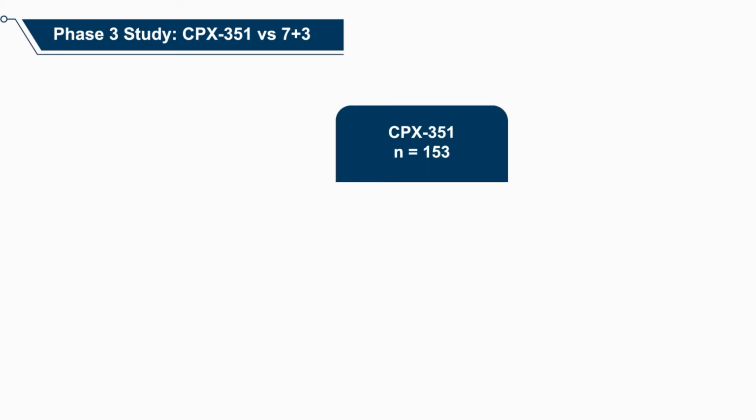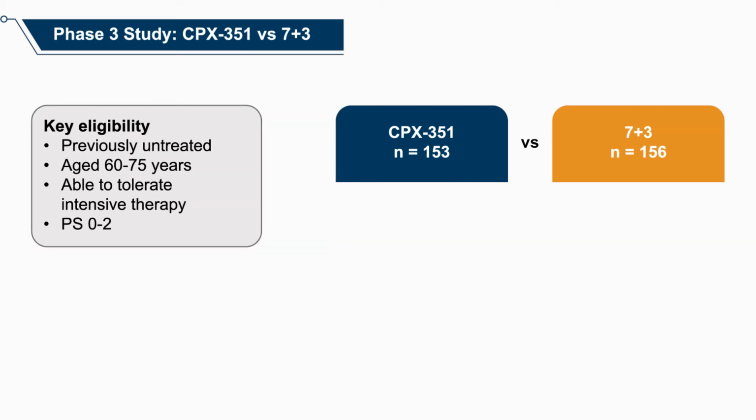In a major randomized phase 3 clinical trial, CPX-351 was tested against the conventional 7+3 chemotherapy regimen in older patients with high-risk or secondary AML. The key eligibility criteria for this trial included previously untreated disease. They included patients aged between 60 to 75 years that were able to tolerate intensive therapy and had a performance status of 0 to 2. One arm of the trial got CPX-351 and the other arm got the conventional 7+3 regimen.